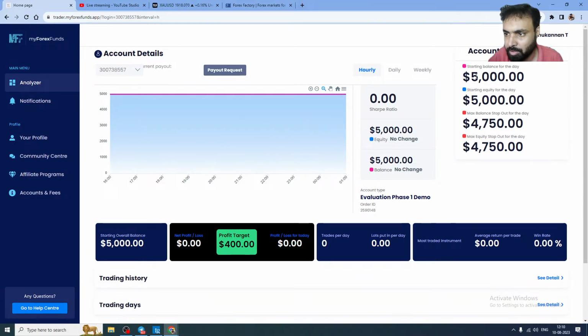This is our active account. $5,000 balance for the day, $5,000 equity for the day, and maximum stop out. You cannot lose more than $250. $250 is the maximum loss per day. So this is like the maximum stop out per day and maximum equity stop per day. So something like that, you mentioned. $5,000, $5,000. Our target is $400.